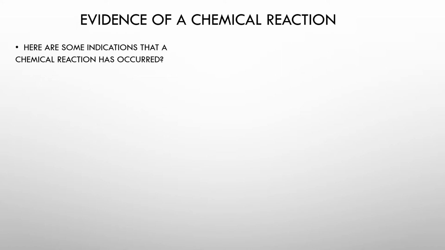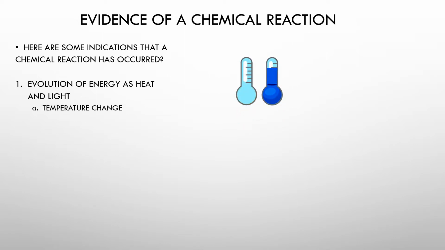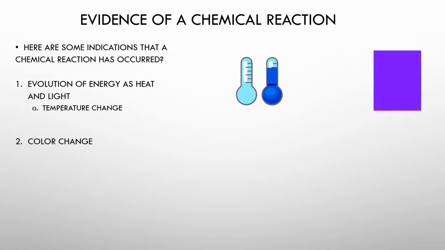has occurred. The first thing that we're going to look for is evolution of energy as heat and light. So for example, a temperature change. So you can see in my little diagram over here, I got temperature changing from hot to cold. Another example would be a color change. So you can see in the diagram, again, a little GIF of the different colors.